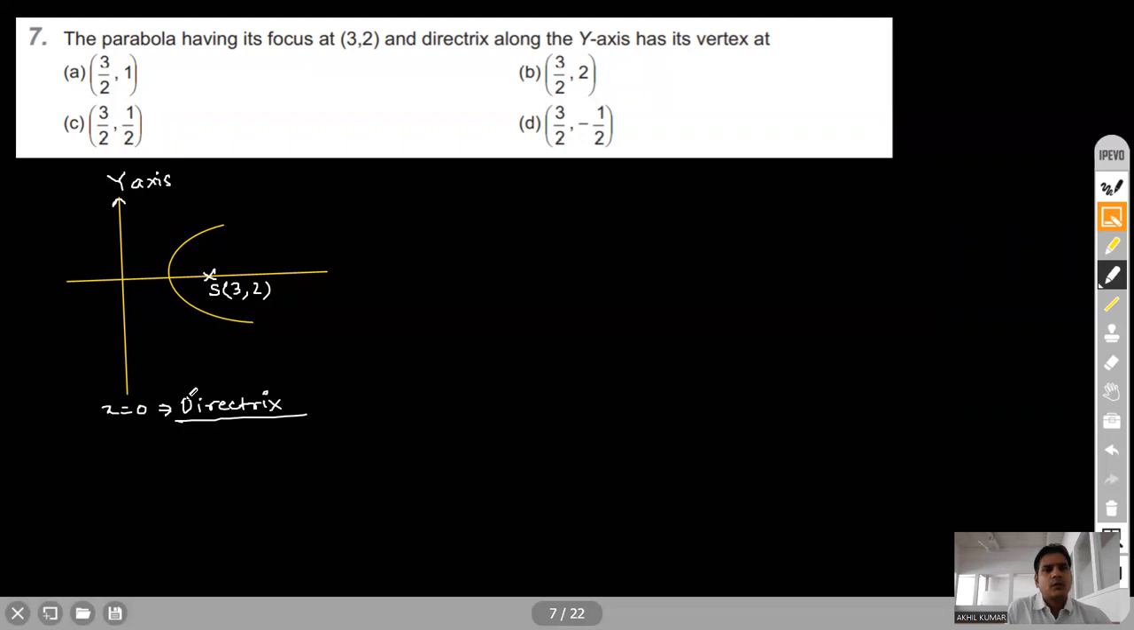Since x equal to 0 means this is the y-axis particularly, if you observe, if x equal to 0 is the directrix of this parabola, it means the axis of this parabola will be parallel to the x-axis. Hope you all will agree with this. Why? Because the axis of the parabola and the directrix are mutually perpendicular to each other. Now we need to find the coordinates of the vertex.